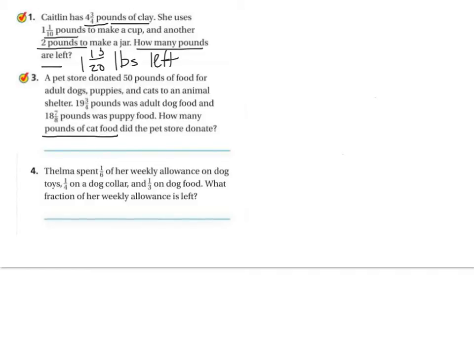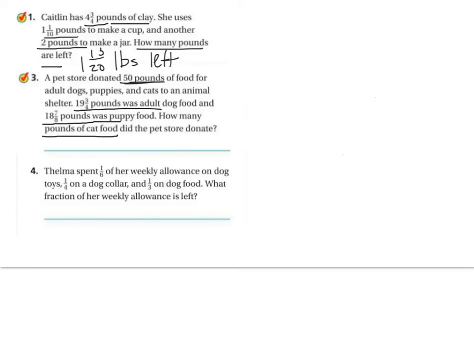Looking at the problem, now I'm asking myself, what information can I use to help me solve? Well, I know that the pet store started by donating 50 pounds. That was their total amount. I know that out of that 50, 19 and 3/4 pounds was adult dog food. Out of that same 50 pounds, 18 and 7/8 pounds was puppy food. There's some missing amount that represents the amount of cat food.